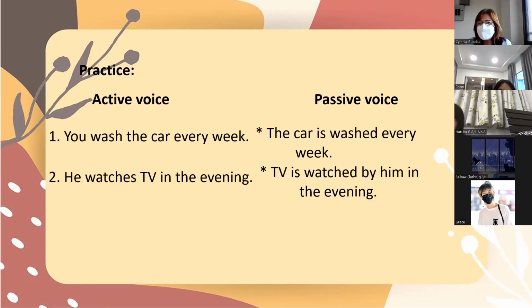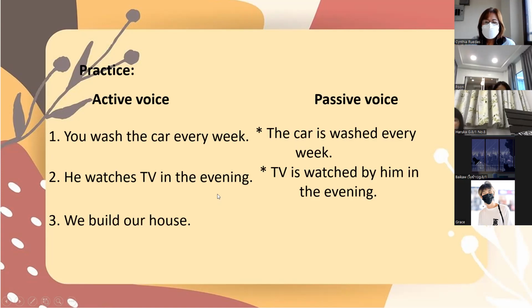Why watches? Poon, why watches? Why is it watches, not watch? Because he is a subject that is singular. Okay, very good. Because our subject here is he, which is singular. So you are going to add es: watches. Very good. Becca, will you please read the third sentence for active voice and make it in a passive voice?